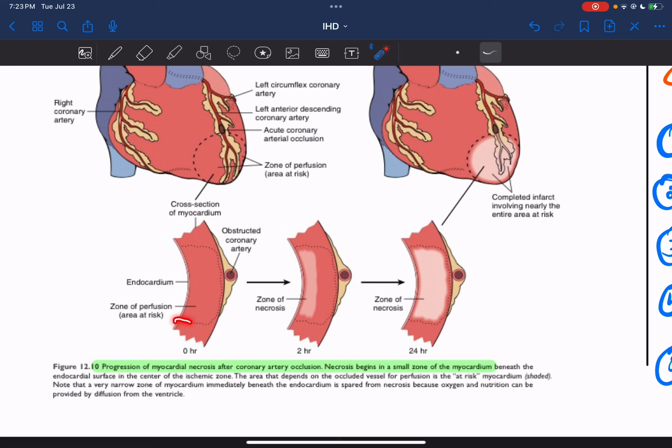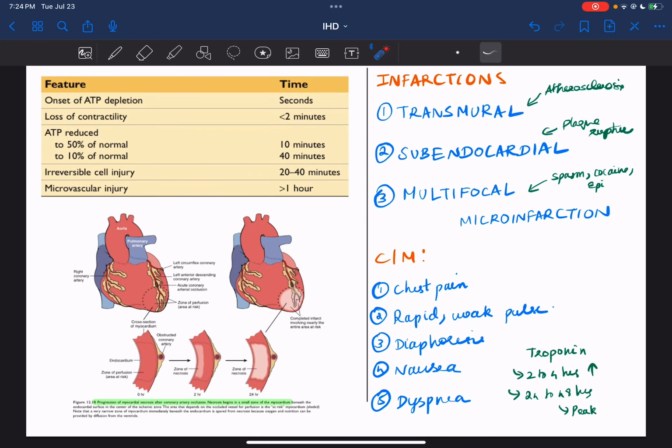First, there is an obstructed coronary artery. This is the zone of perfusion, and this is the area at risk. Okay, now that prolongs, and see how the necrosis forms, and it expands all throughout the area. 0 hours, 2 hours, and 24 hours. It progresses. Okay, so the sooner we intervene, the better for the patient.